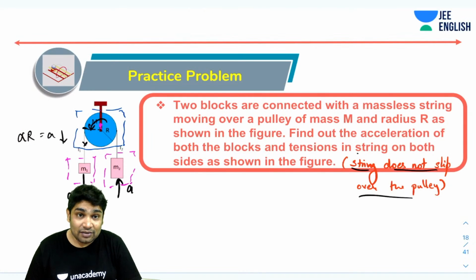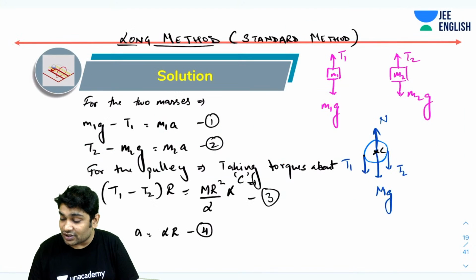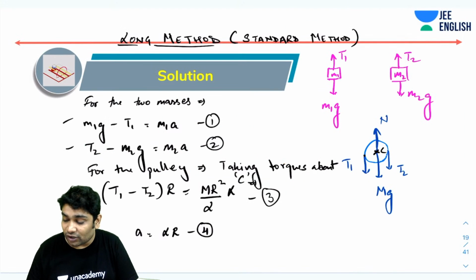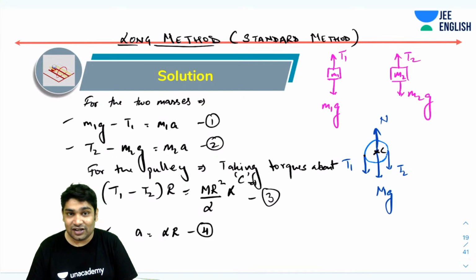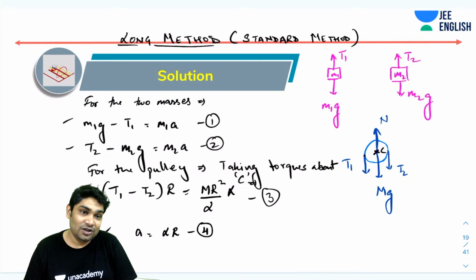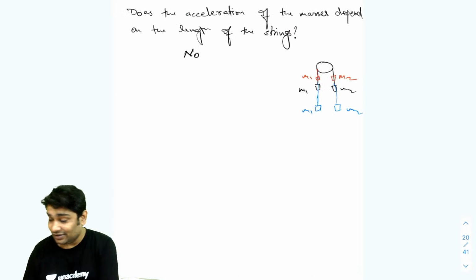Your strings, be they of any length, would be applying the same amount of tension. You would have gotten the same equations. If you're getting the same equations, you would have gotten the same answer also. I hope you realize that changing the length of the strings does not change any of my equations. So I know that the answer would be independent of the length of the string. Okay, so that's the logic.